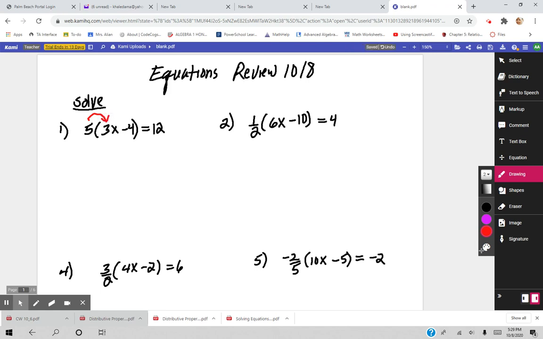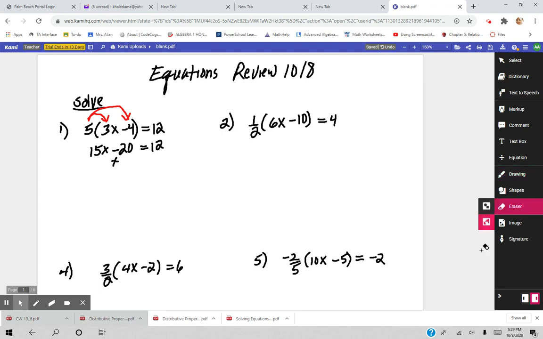So 5 times 3x is 15x, and 5 times minus 4 is minus 20, equals 12. Okay, let's get rid of the minus 20 first. Let's create a zero pair here. So we're going to add 20 to both sides.